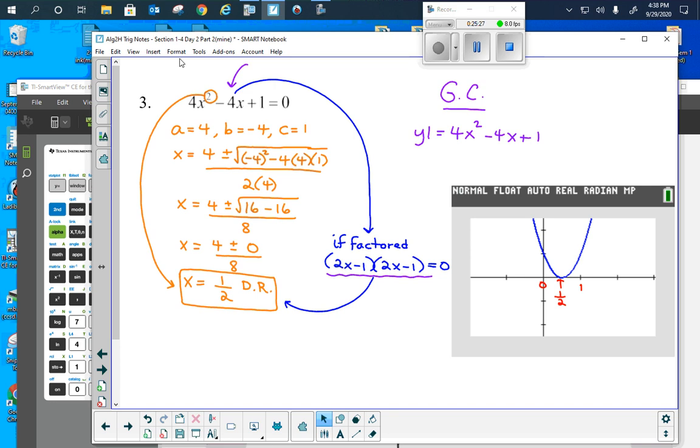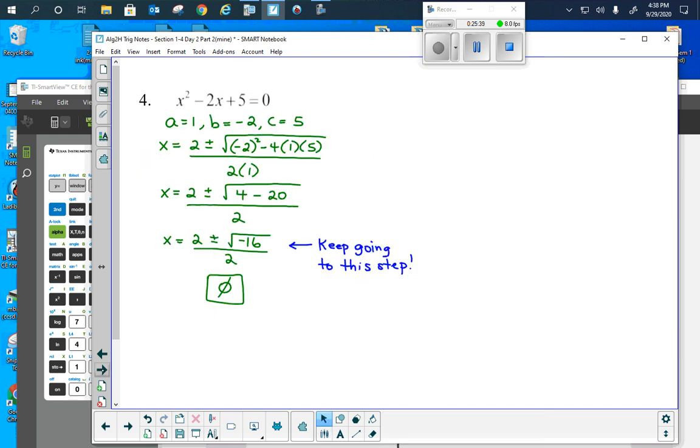Again, why does it open up? And that is as simple as this is a positive coefficient on the x squared. Okay, 4 is positive. All right, moving to our last one then. I wonder what's going to happen, because this one says no real solution, right? Okay, so let's try it out.